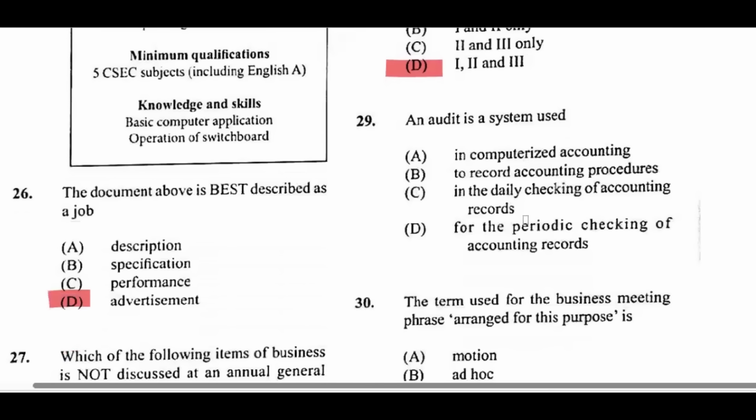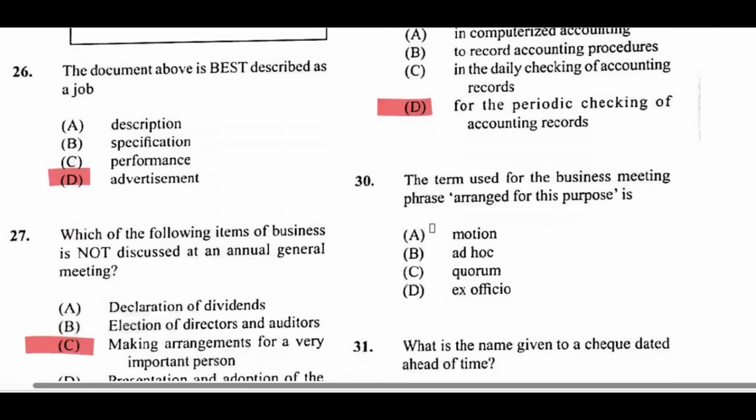29. An audit is a system used in computerized accounting to record accounting procedures, used in the daily checking of accounting records, for the periodic checking of accounting. So the answer is D. That's the best answer.